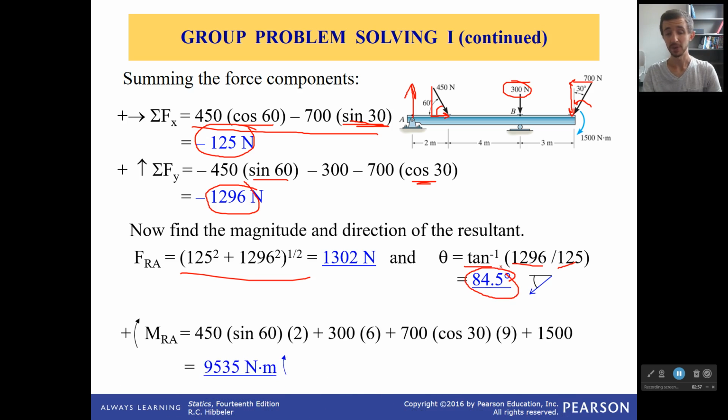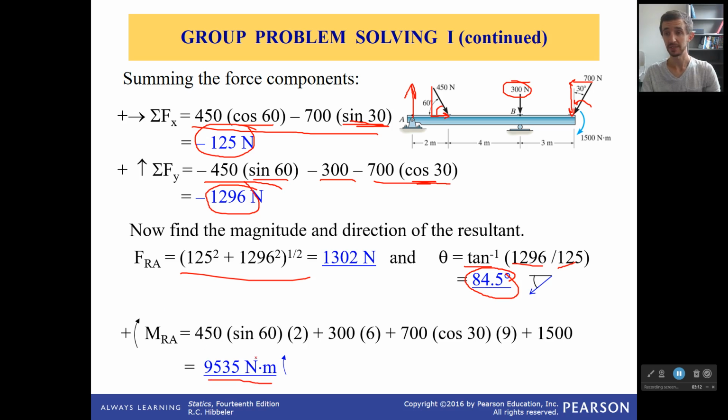And finally, we need to find that moment. So we take the y components, only the y components, and multiply those by the distance we're moving in the x direction. They all have the same direction. They're all pointing down. So we don't really have to worry about sign too much here, but we still need to remember that counterclockwise is usually considered positive. In this case, though, we're considering clockwise to be positive, but you can choose what you want as long as you're consistent. So we add them all up, and we see that we have 9,535 Newton meters, and that's going to be clockwise.